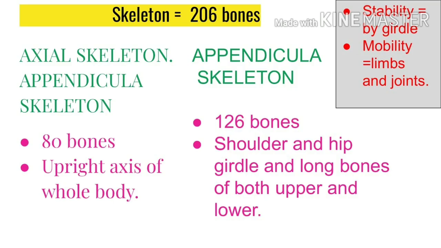Simple. So we all know the skeleton has 206 bones and it is divided into two parts, axial skeleton and appendicular skeleton. Axial skeleton consists of 80 bones and appendicular skeleton consists of 126 bones. Axial skeleton is the upright axis of the whole body, and appendicular skeleton is the shoulder and hip girdle and long bones of both upper and lower limb.